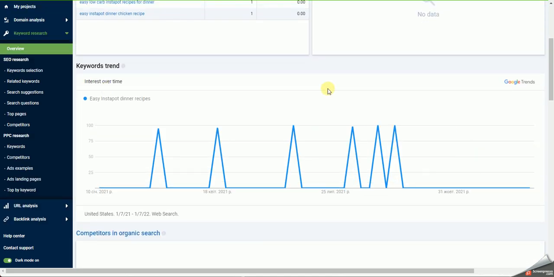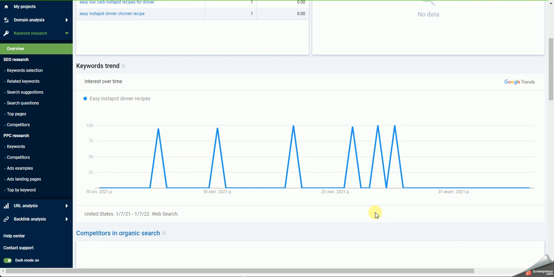But another feature that I love that Serpstat has that I don't think Ubersuggest has is Google Trends. You can see the Google Trends for this keyword right here on the dashboard, which is really helpful when you're doing keyword research. So you can see, does this keyword trend? Is it trending? Will it continue to trend? Because you want to write about things that will trend.